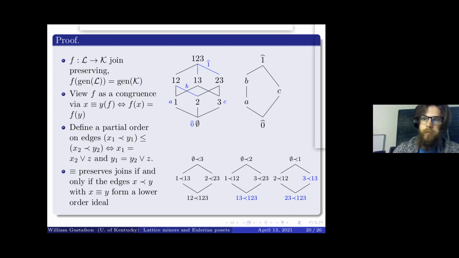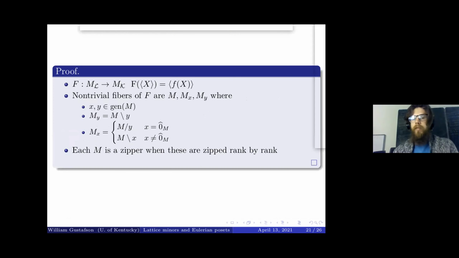All right, so now we want to see what happens when we apply that map. We're going to look at F applied to minors just by applying it to its generating set. And when we do that, the fibers are exactly these triplets, where M has both X and Y as generators, and then MY, we remove Y as a generator, and MX, we remove X as a generator. And since X is less than Y, it could be the 0 element. So there's potentially 2 ways to do that.